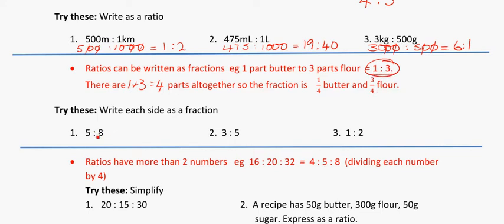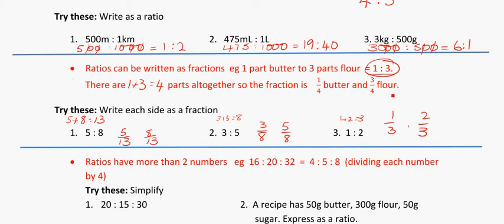Right, write each side as a fraction. So altogether, how many parts have we got? 8 and 5 is 13. So we've got 5/13 and 8/13. 3 plus 5 is 8. So we've got 3/8 and 5/8. 1 plus 2 is 3. So we've got 1/3 and 2/3.